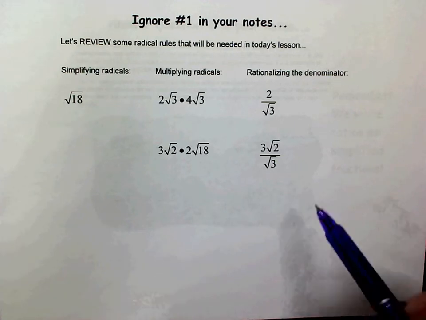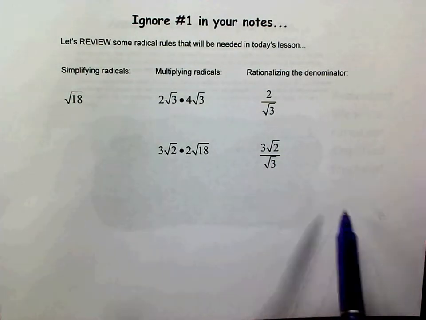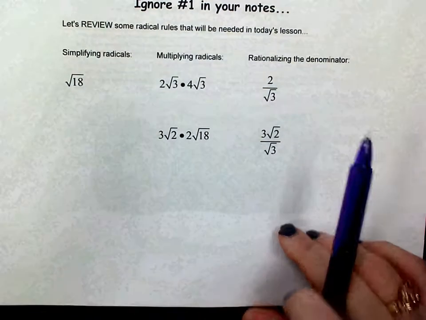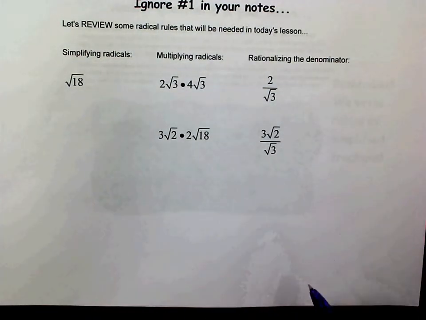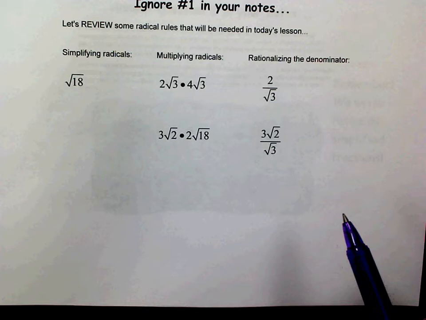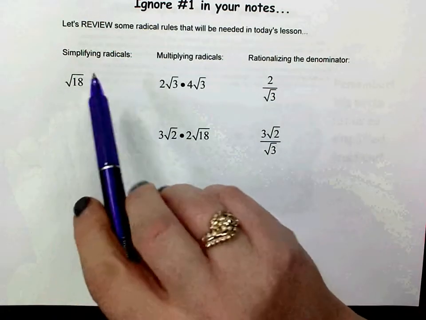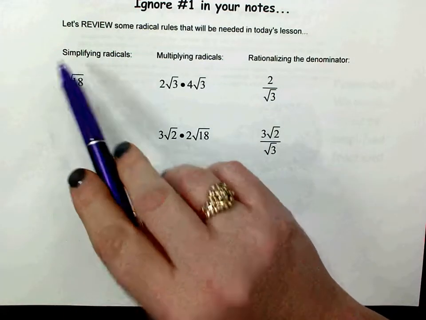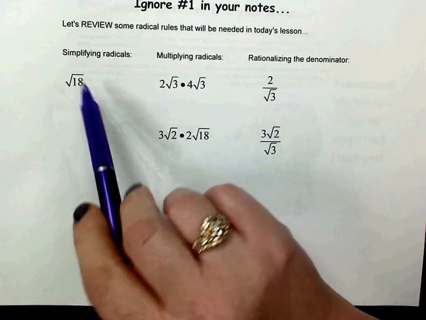Before we do that, I want you to ignore the number 1 in your notes, and I want to review some radical rules that will really help you with some of the things we're going to be doing in today's lesson. So the first thing I want to review with you is how to simplify a radical. We've been doing that a lot lately, so I won't spend a whole lot of time on that.